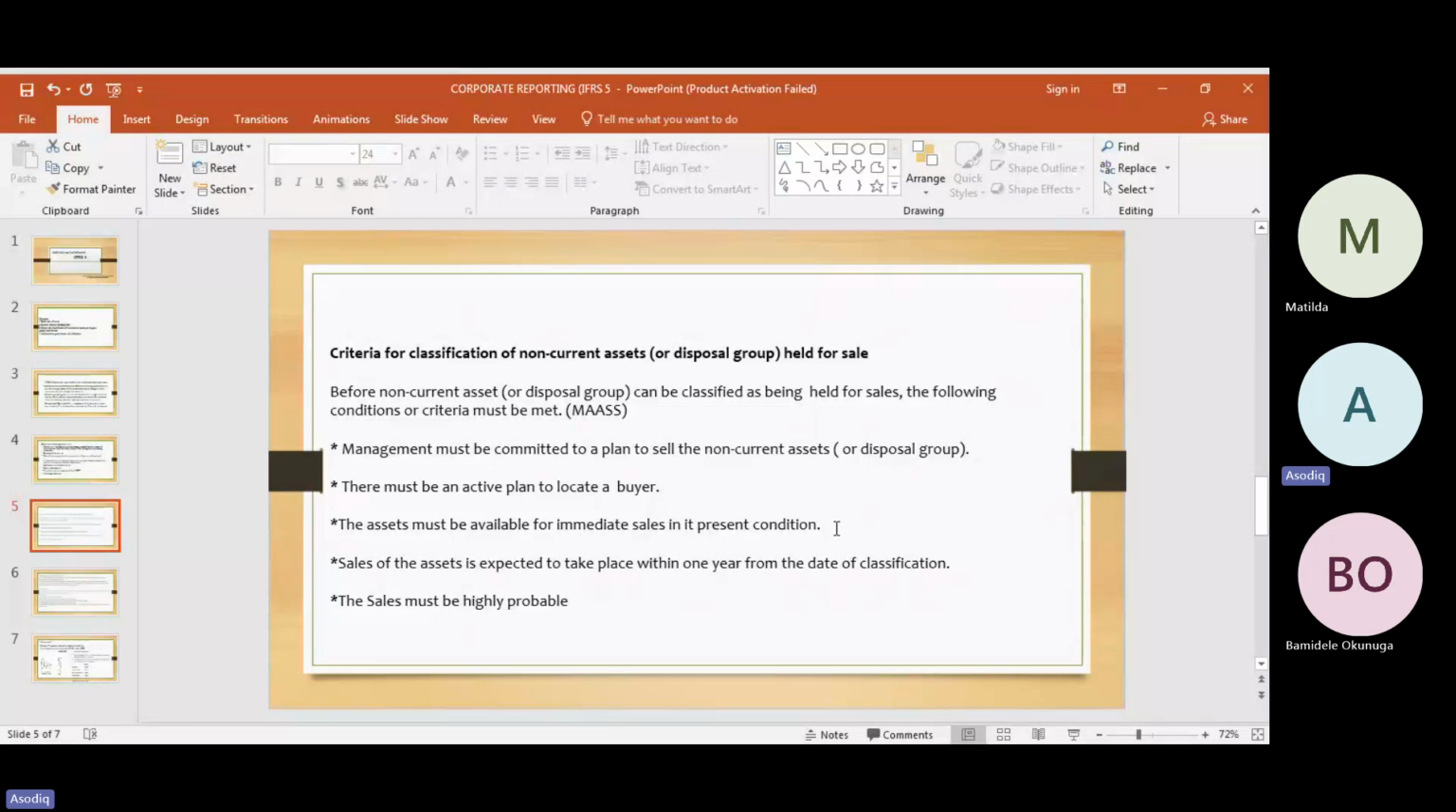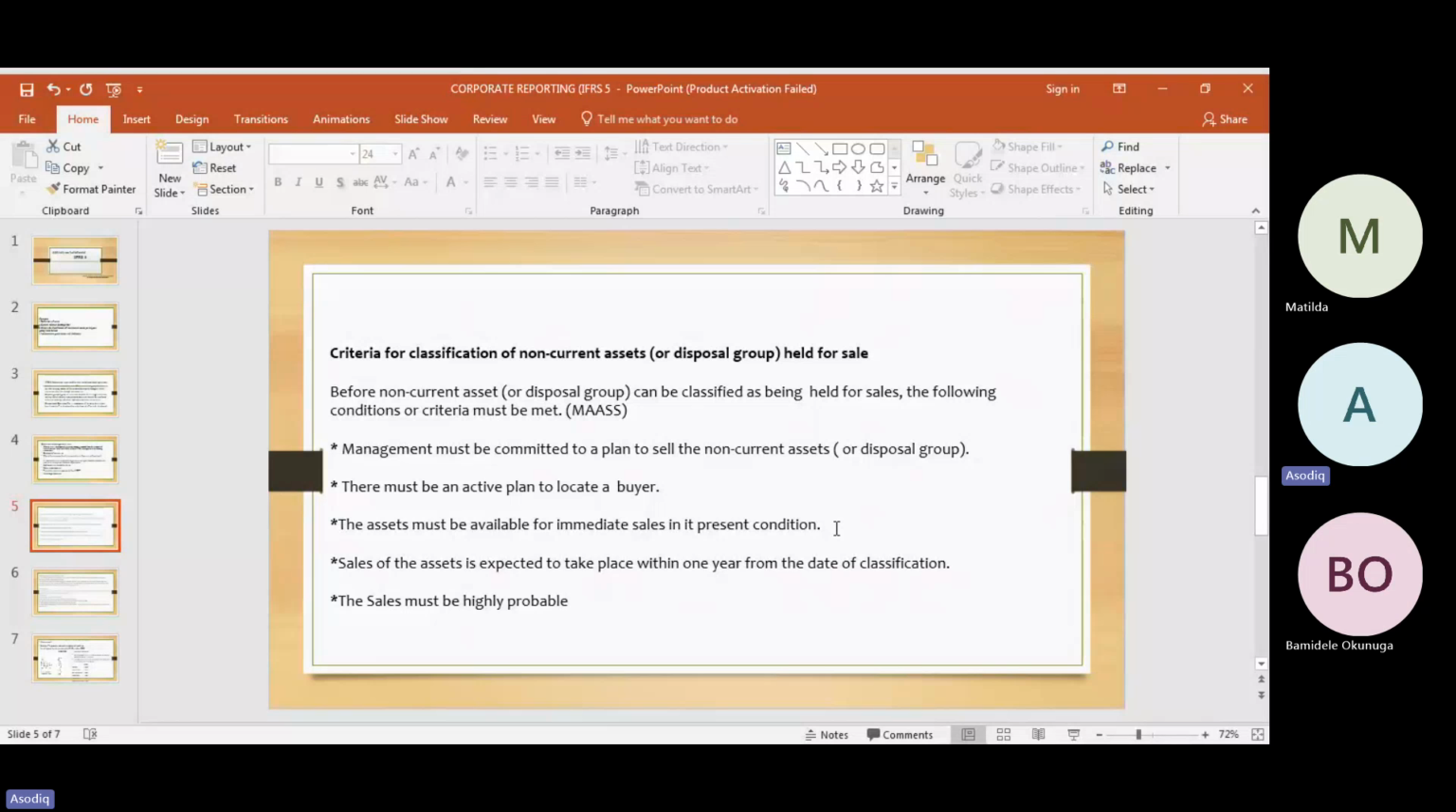And don't forget that active plan. That means with that active plan, we have a buyer. And if this buyer is coming, that means we will have put in place all the things that will make these assets be in good condition. I use a car as an example.